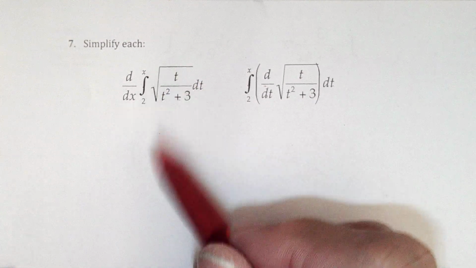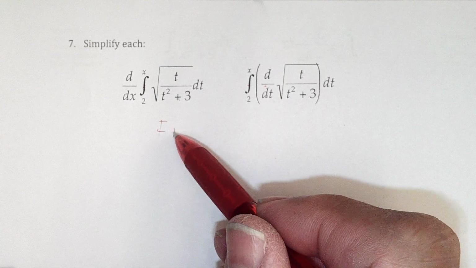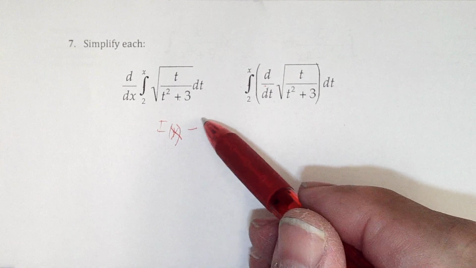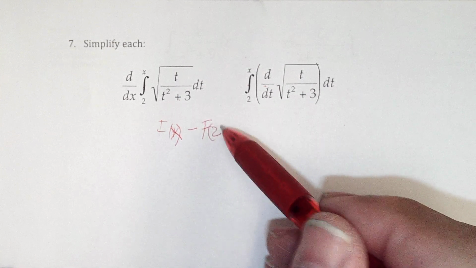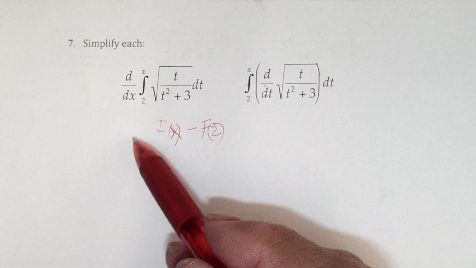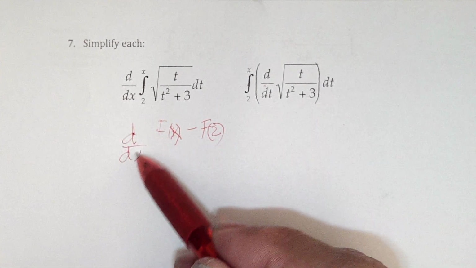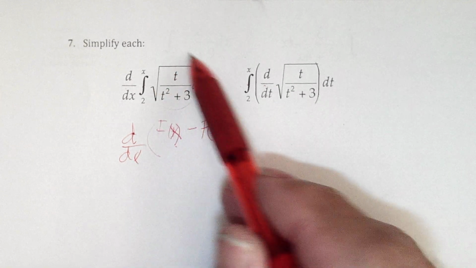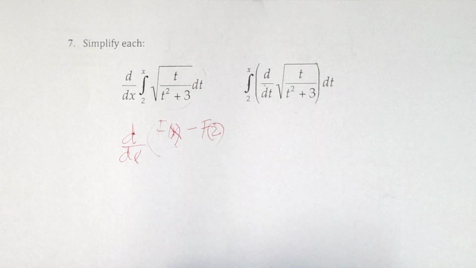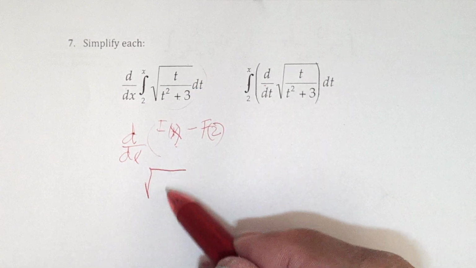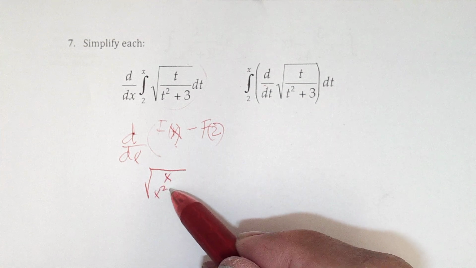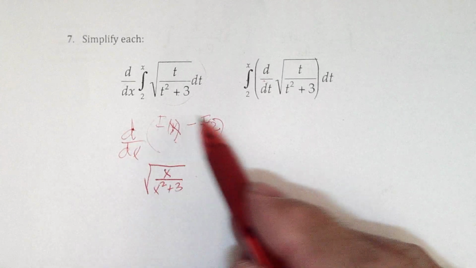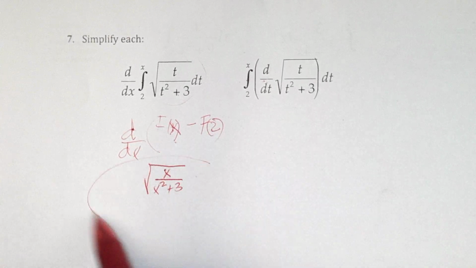If we integrate that and got some antiderivative of it, then we'd have to put in x, and we'd have to put in 2, and we'd subtract those 2. Now, if I took the derivative of this with respect to x, well, the derivative of F of x would be just back to this with an x in place of the t, so we'd get the square root of x over x squared plus 3, and then the derivative of the constant would be gone, and so this would be my final answer.